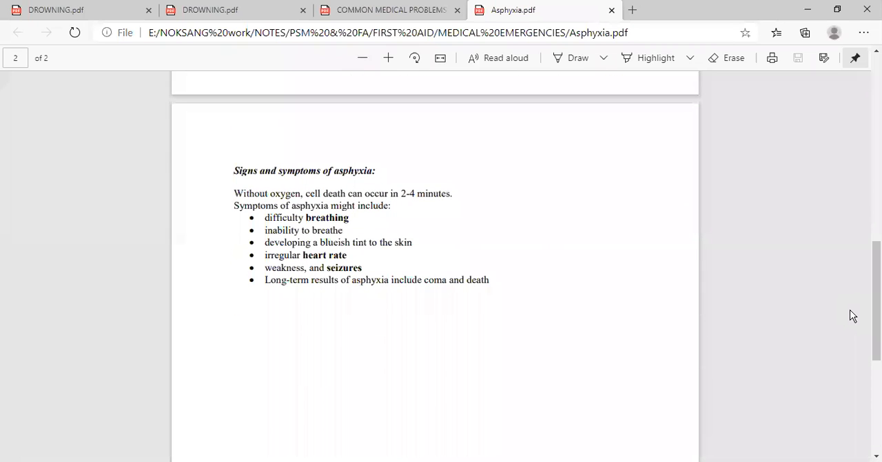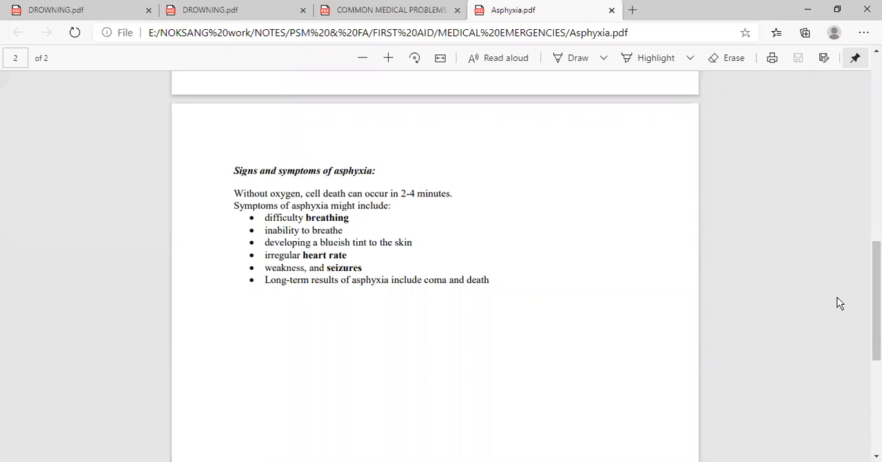The next is your signs and symptoms. What are the possible signs and symptoms of asphyxia? Without oxygen, cell death can occur in 2 to 4 minutes. Without supply of oxygen to your tissues and other parts of your body, the cells will die within 2 to 4 minutes, and this might lead to asphyxia.